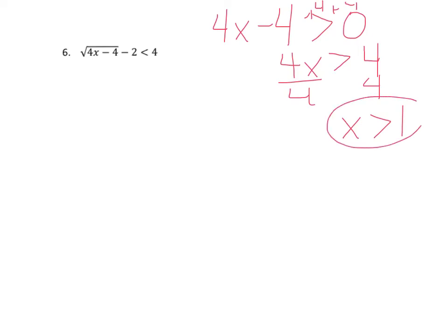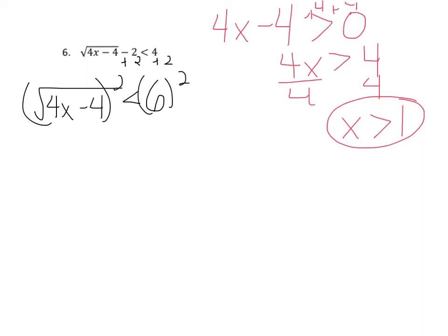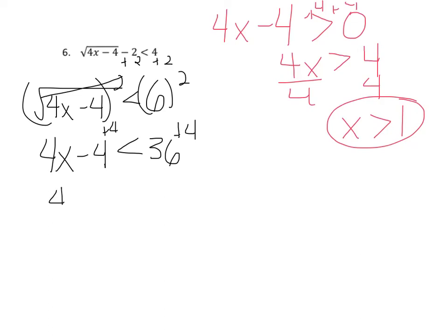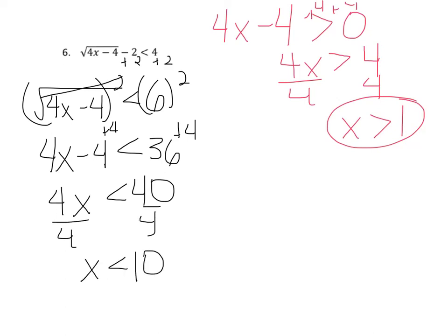Okay, so we need to keep this in the back of our mind when we work on this problem. Now we can solve this problem normally. We want to add 2 to both sides, and I have the square root of 4x minus 4 is less than 4 plus 2 is 6. Square both pieces, and I have 4x minus 4, because these cancel, is less than 6 squared, which is 36. Add 4 to both sides, and I have 4x is less than 40. Divide by 4, x is less than 10.